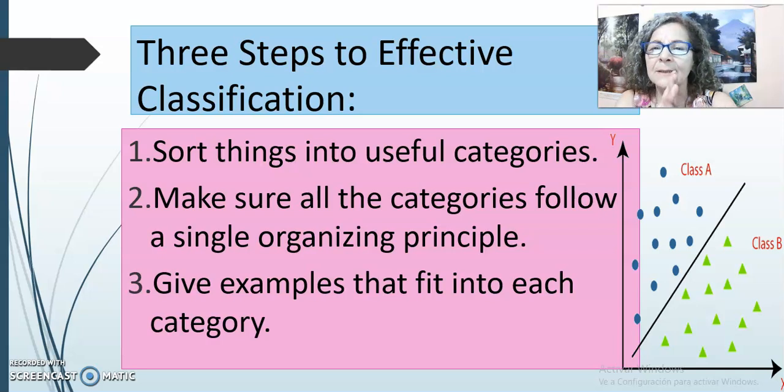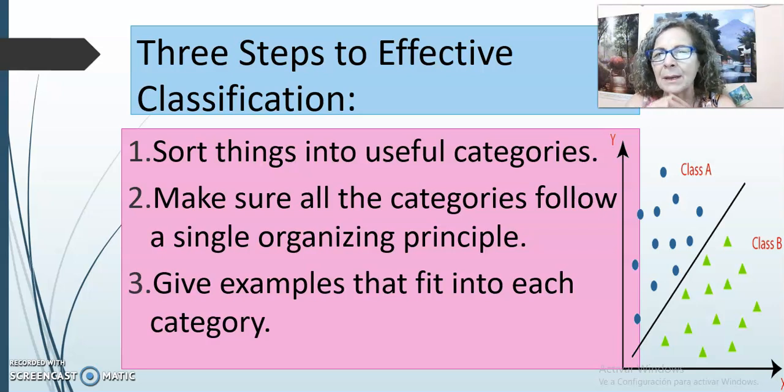Three steps to effective classification. Number 1, sort things into useful categories. So we are going to use categories. Number 2, make sure all the categories follow a single organizing principle.